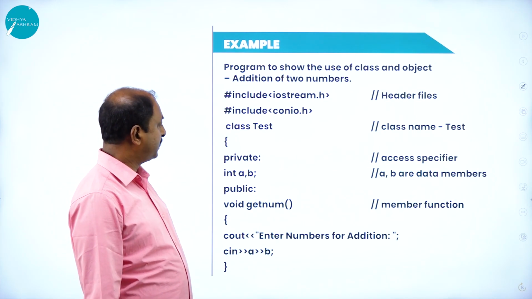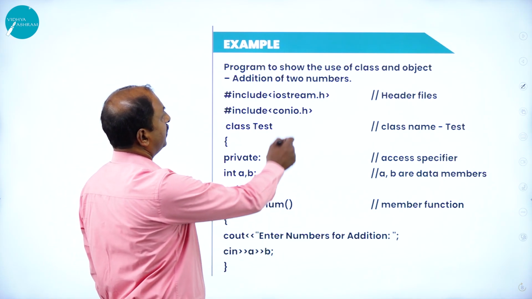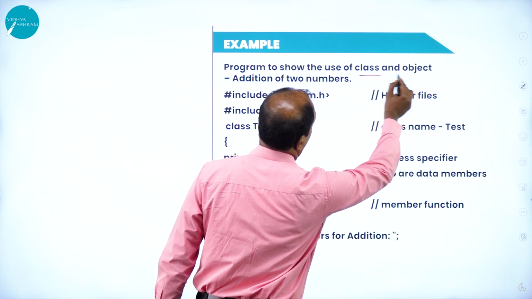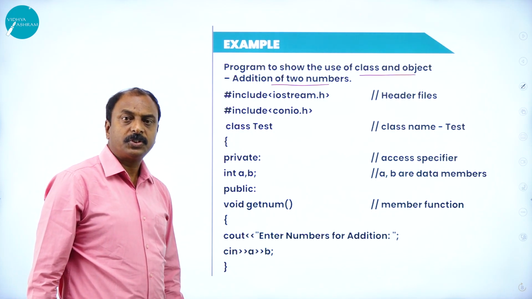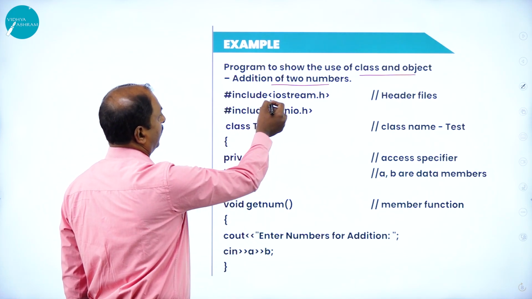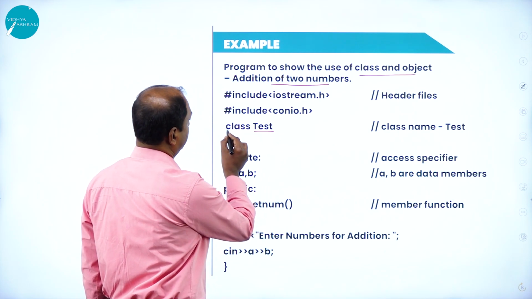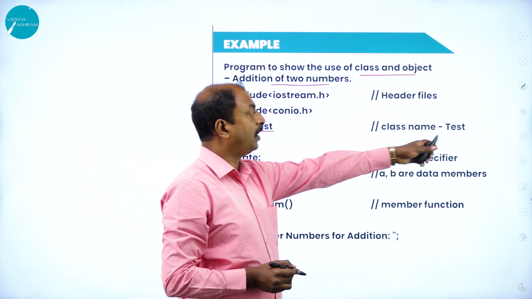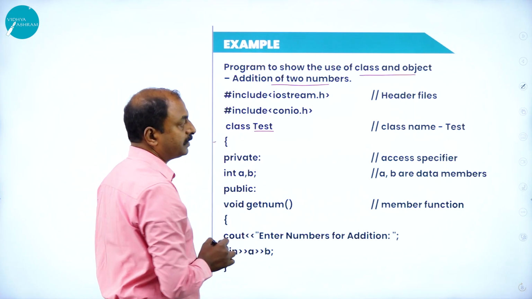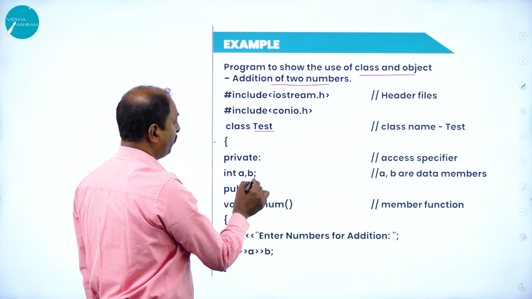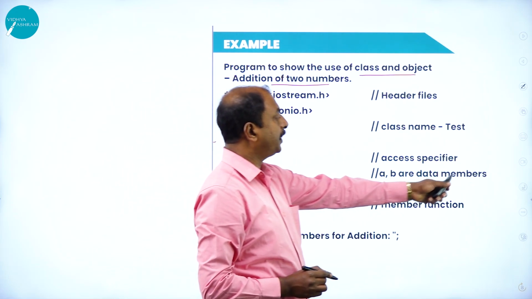Now in the next slide, let us see a simple example to show how to work with classes and objects. Here is an example showing the use of classes and objects for addition of 2 numbers. The program as usual starts with the header files iostream.h and conio.h. Then class test. Here again class is a reserved word and test is the name of the class. Inside this, open the bracket, and under the private access specifier we have the 2 variables int a and b. This is the declaration. a and b are called data members.